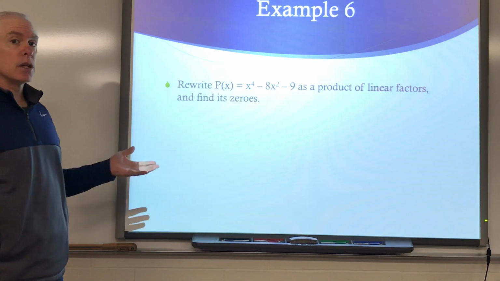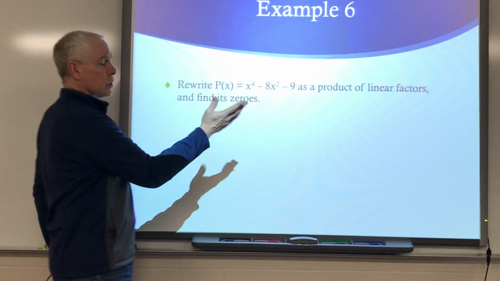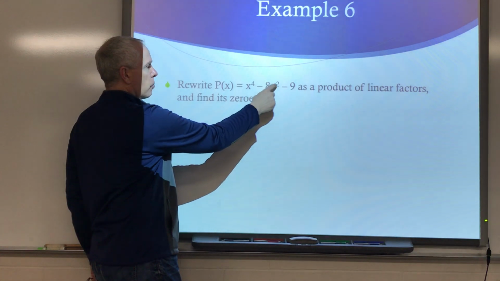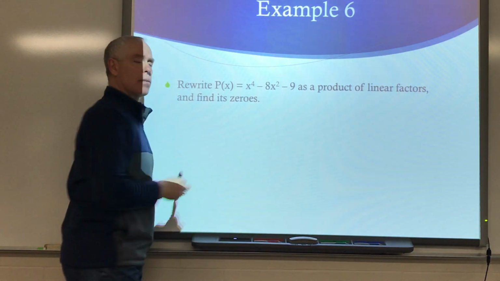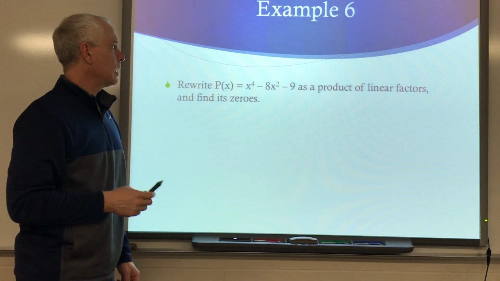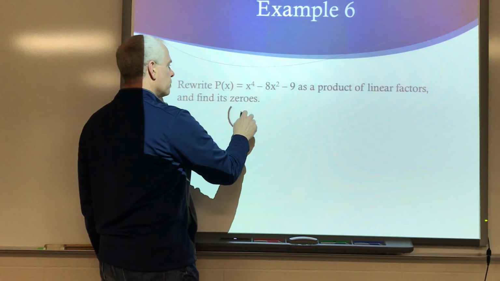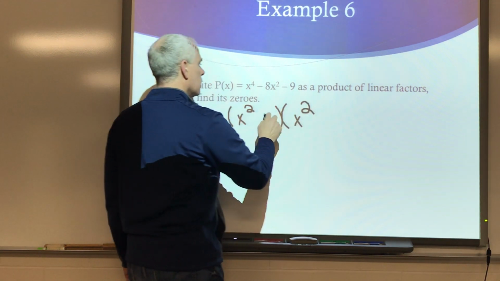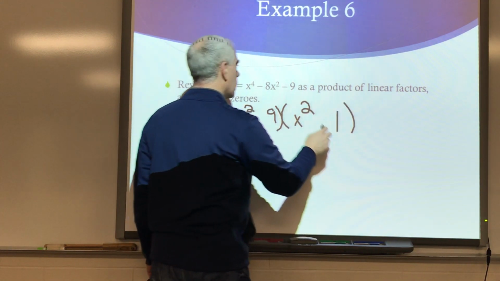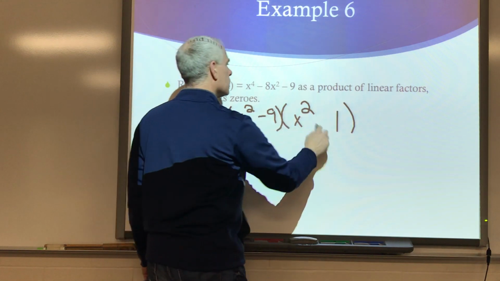Now, this particular one happens to factor. It's in quadratic form because the fourth power is twice as much as the second power. So let's ask ourselves, can you think of numbers that multiply to 9 and subtract to 8? Sure. So we've got x squared and x squared, 9 and 1. I need a negative 8, so we're going to go like this.